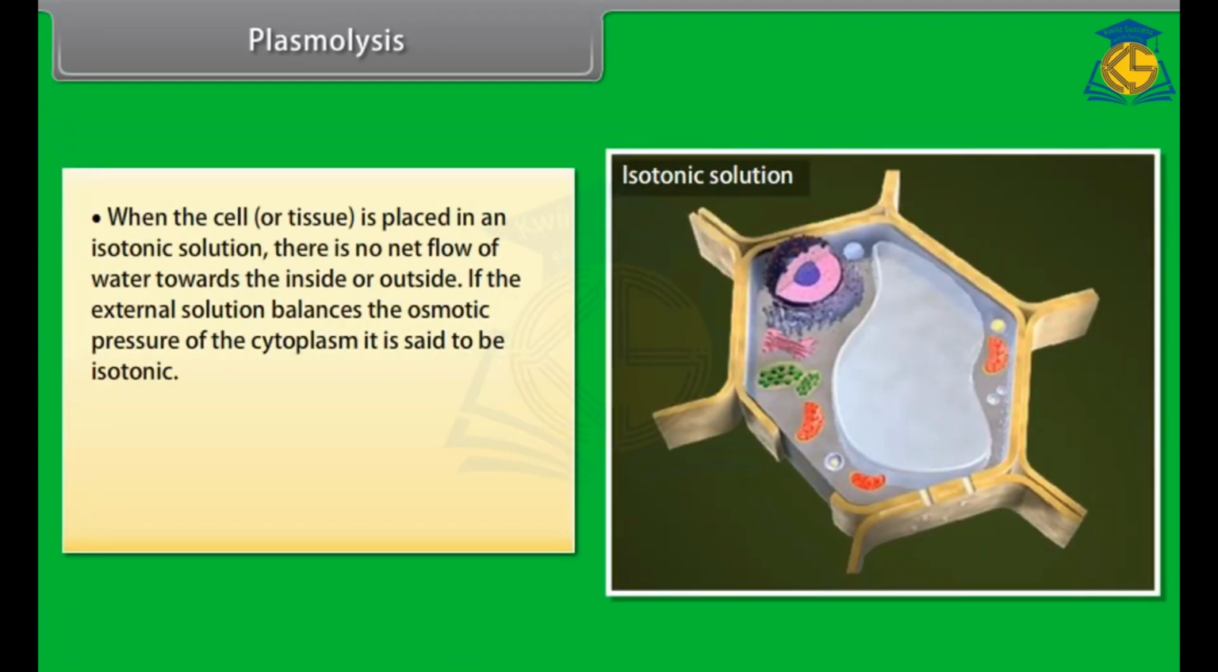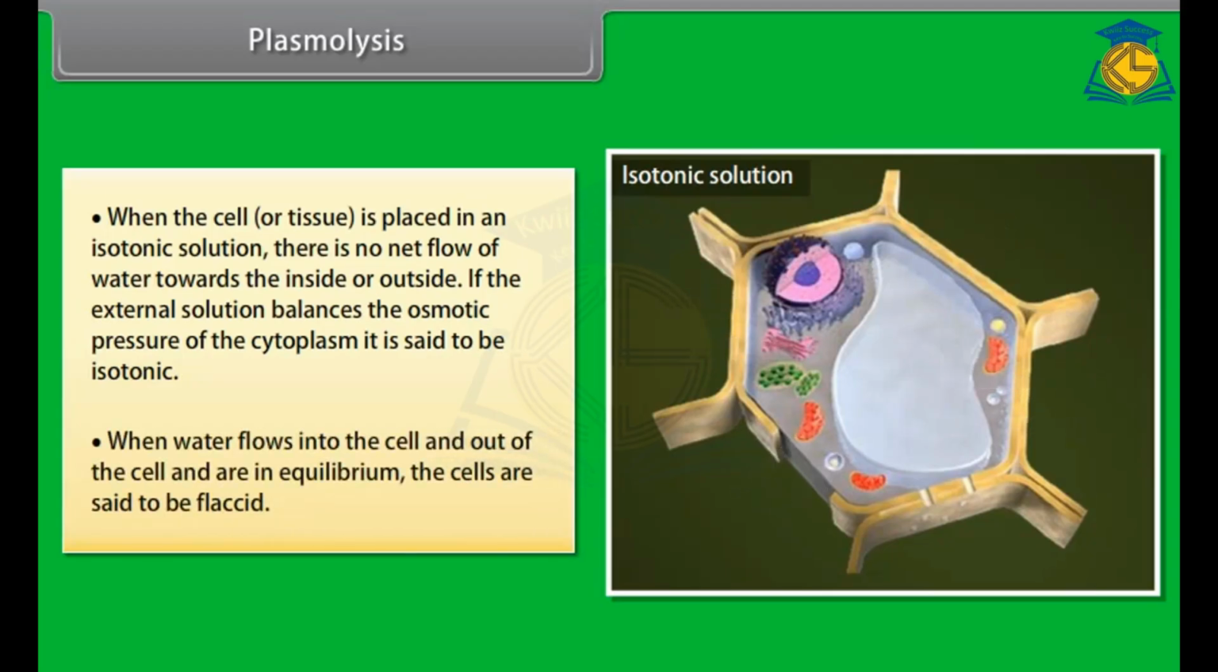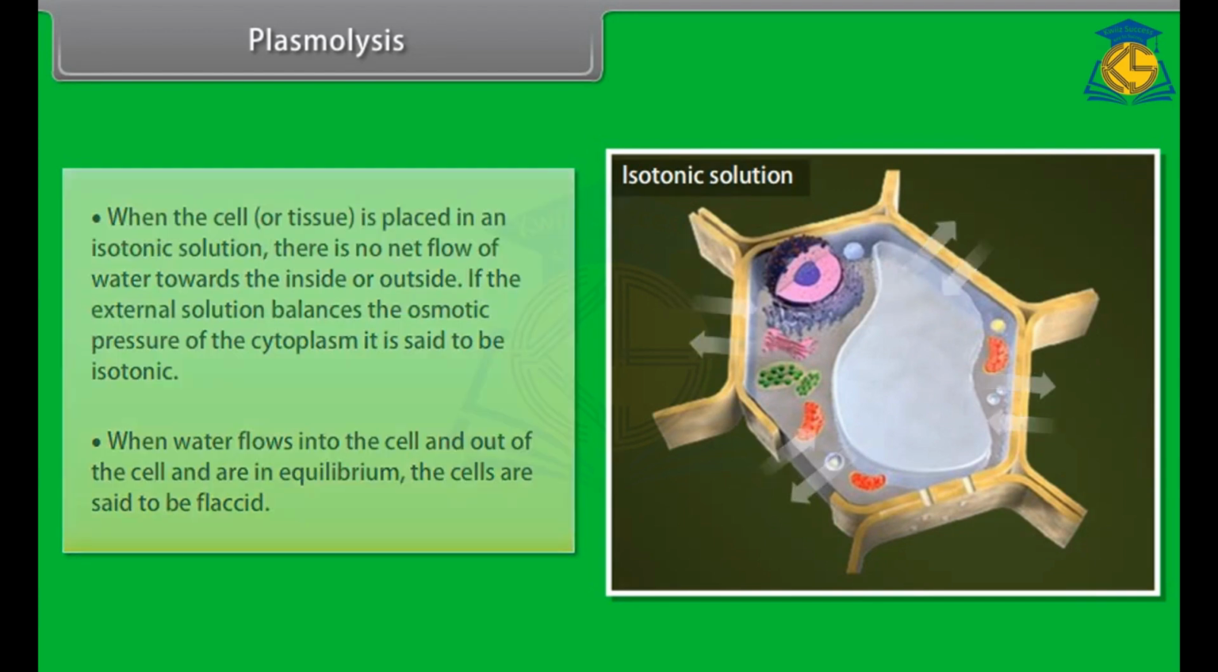When the cell or tissue is placed in an isotonic solution, there is no net flow of water towards the inside or outside. If the external solution balances the osmotic pressure of the cytoplasm, it is said to be isotonic. When water flows into the cell and out of the cell and is in equilibrium, the cells are said to be flaccid. The process of plasmolysis is usually reversible.